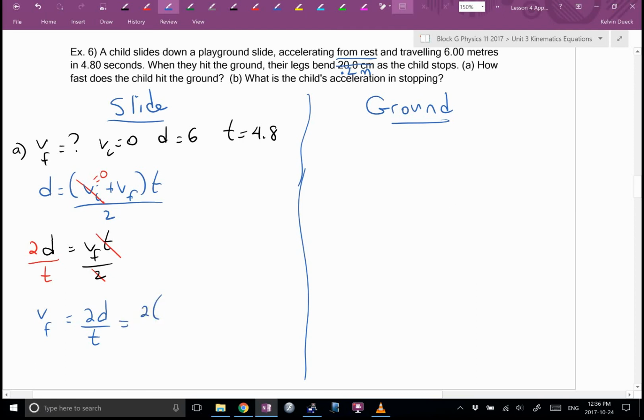Louisa, coming back to you, what was the distance? Yep. Divided by 4.8. How fast do we hit the ground at? 2.5? Meters per second squared, I would take a half mark off. Why isn't it meters per second squared? Because what's meters per second squared a measure of?